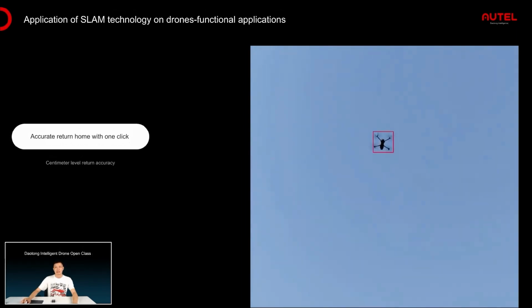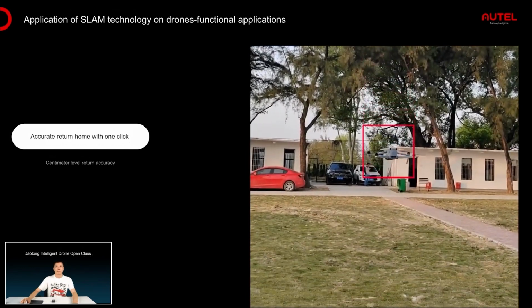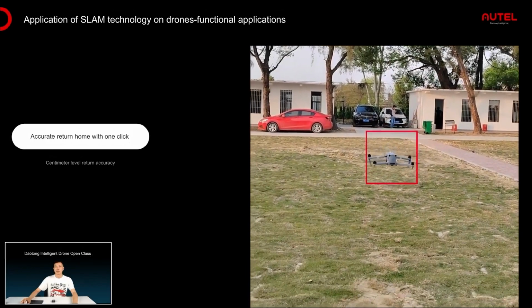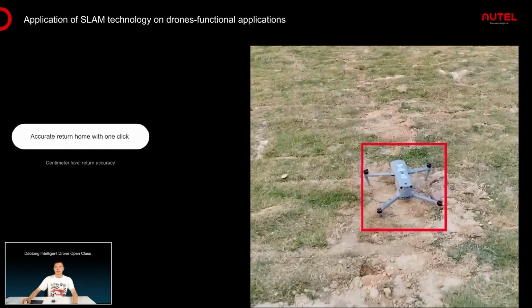We can first take a look at this test video. This was taken by hand during the test. You can see that when the aircraft finally landed, its landing position was consistent with the previous takeoff point.